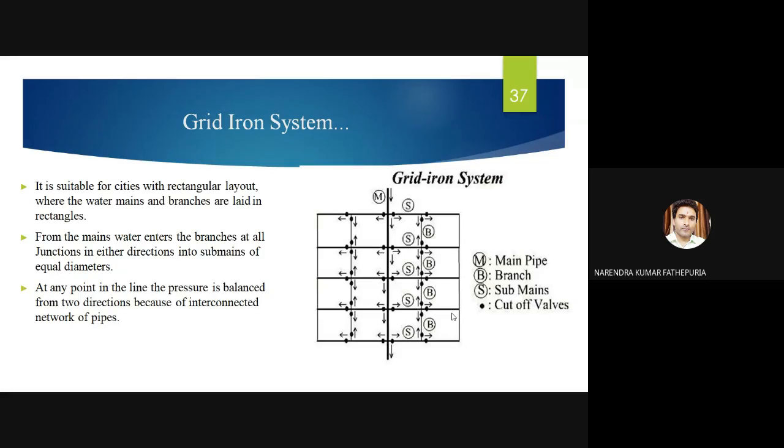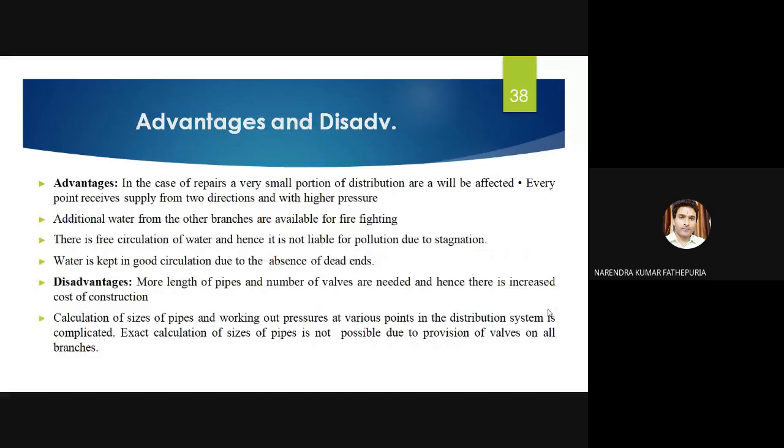From the main, water enters the branches at all the junctions in either direction into the submains of equal diameter, like this. At any point in the line, the pressure is balanced from two directions because of the interconnected network of the pipes. So like C meters, main branch, submains, and cutoff valves. These are the advantages and disadvantages.